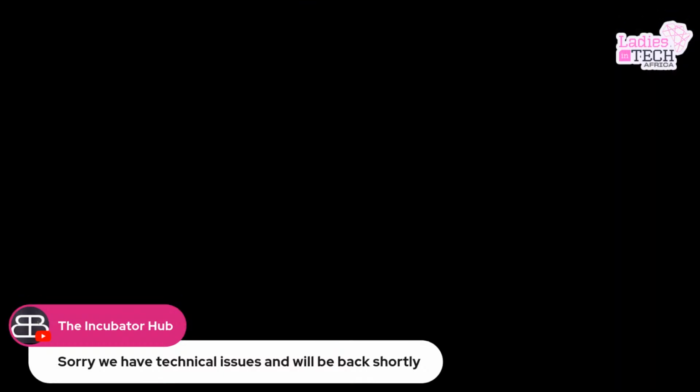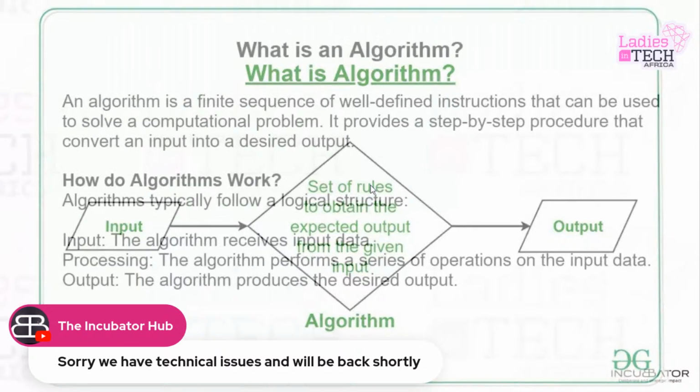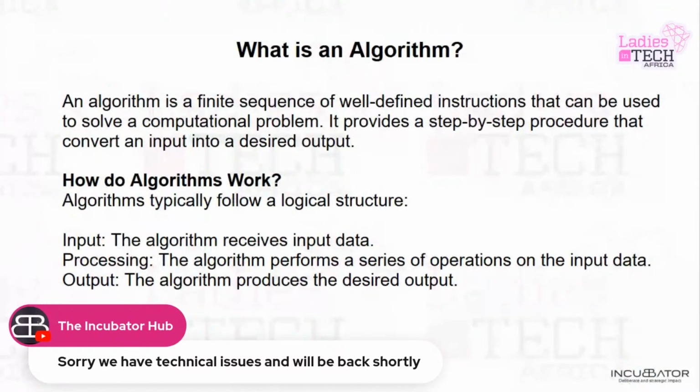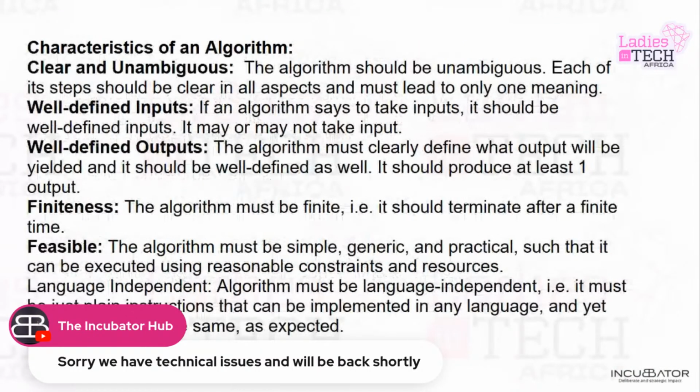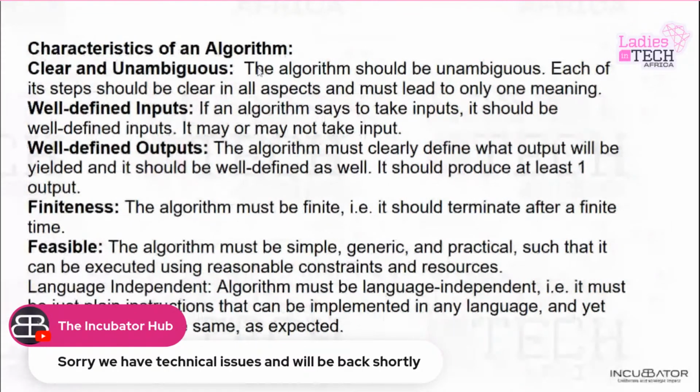So let me continue from there then. I said algorithm, I mentioned input, I mentioned process, and I also mentioned output. So, characteristics of algorithm: I said clear and unambiguous.